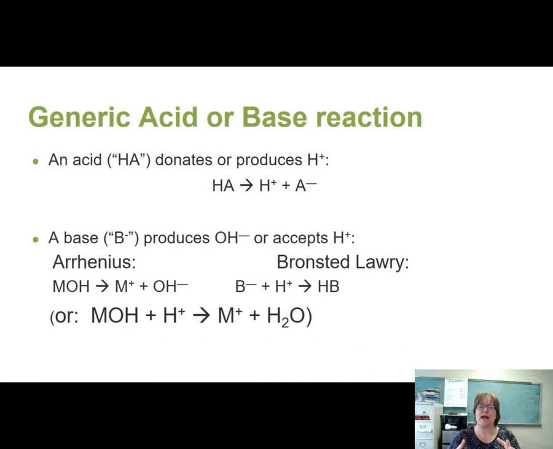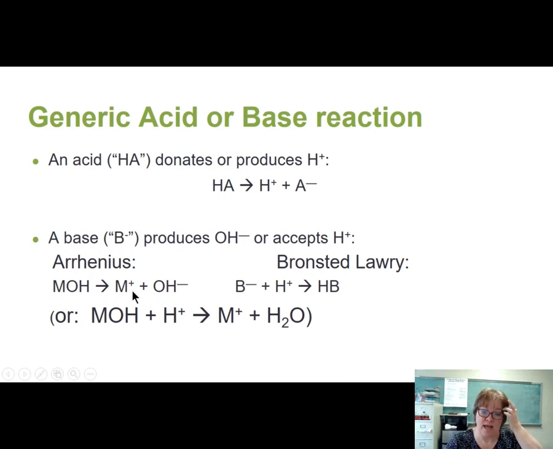So a generic acid or base reaction is then going to be acid makes H plus plus A minus. Again, I don't know what A is. Sometimes it's written HA, sometimes it's written HX. It's some other anion. And it's bonded together covalently, but it can dissociate and break that bond and make H plus and leave the extra electron with whatever is the remaining portion. We'll just call it A minus for now.